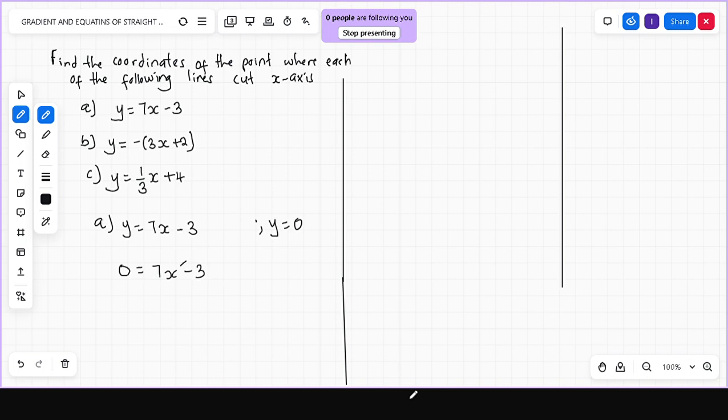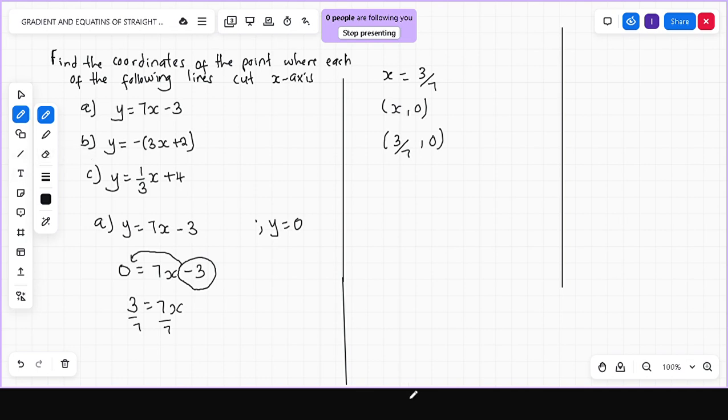So you can have this negative 3 crossing the equal sign to the other side. So you got 3 equal to 7x. Divide by 7 on both sides. So the value of x is equal to 3 over 7. When I'm asked to find the coordinate where it cuts the x-axis, the coordinate is x, comma 0. So the answer is going to be 3 over 7, comma 0. So that is the answer. As simple as that. There's nothing difficult to understand here.